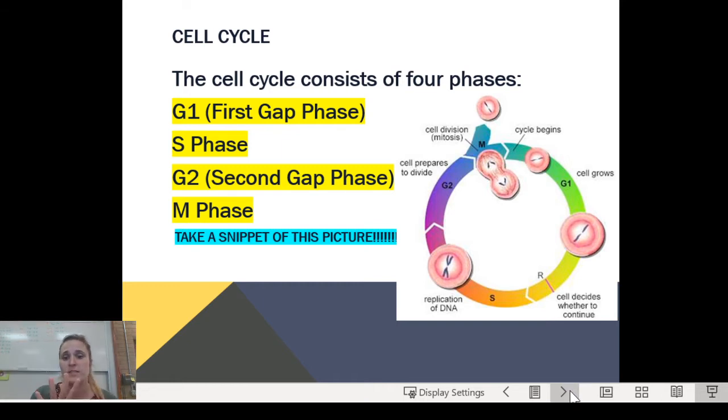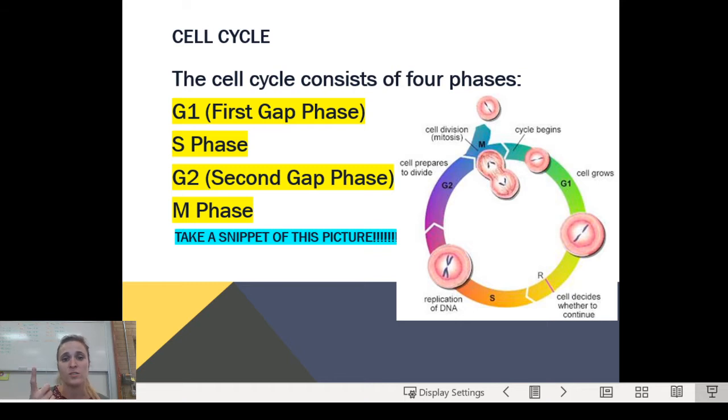So you've got four phases, okay? And in here I say take a snippet of this picture. So right now, go ahead and pause your lecture and take a snippet of this cell cycle picture and then insert it into your notes because you're going to want it there. So pause now and do that. And then after that, you're going to put these four phases.